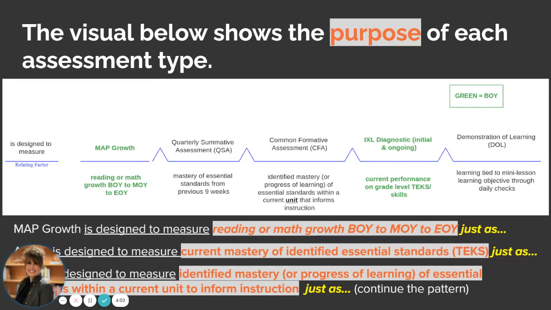So it actually sees if they're performing on grade level and then gives you a read and lets you know what level they're on as far as what grade. And then they also assign a diagnostic report. And then a demonstration of learning is designed to measure learning tied to the mini lesson through that daily learning objective in the mini lesson, which is tied to an essential standard and typically sometimes a bundle of essential standards, of TEKS, because language arts is rarely just one at a time. It's usually one major one.